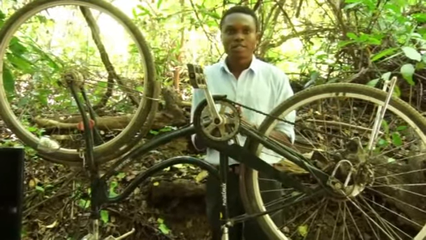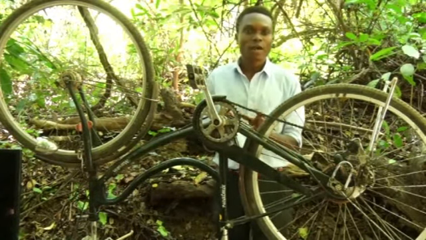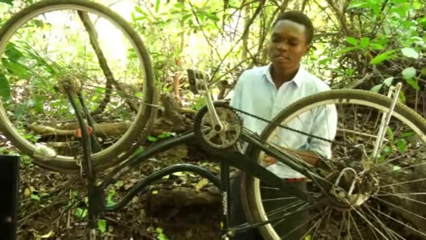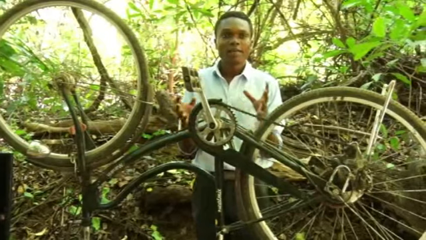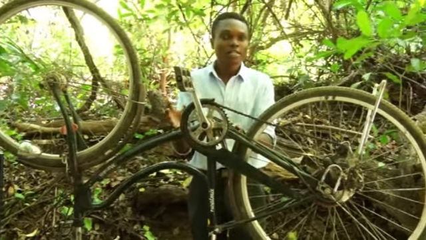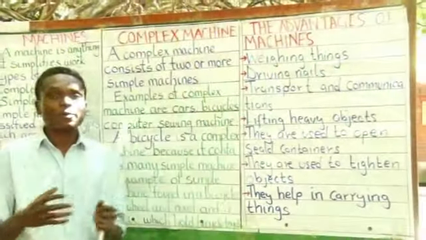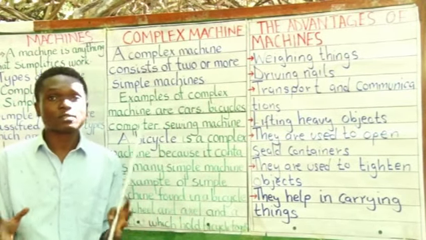My good people, there at your home, you can go outside and observe your bicycle, and you can see many simple machines which are found in it. We have the car. Even cars are a good example of a complex machine whose simple machines are seen properly. My people, what are the general advantages of these machines?